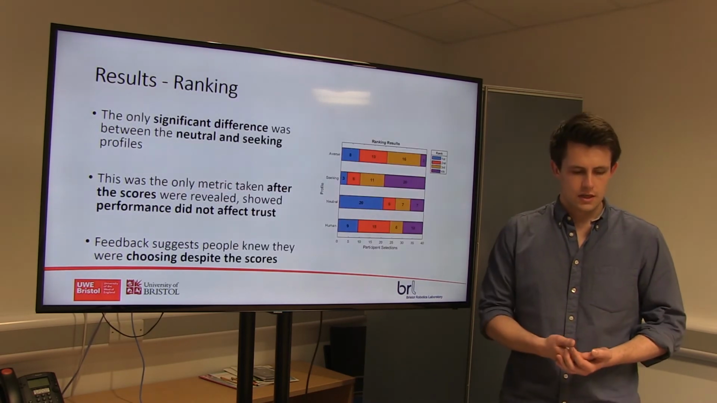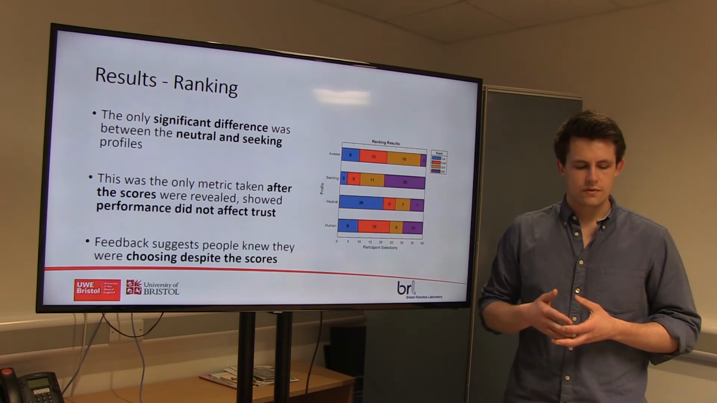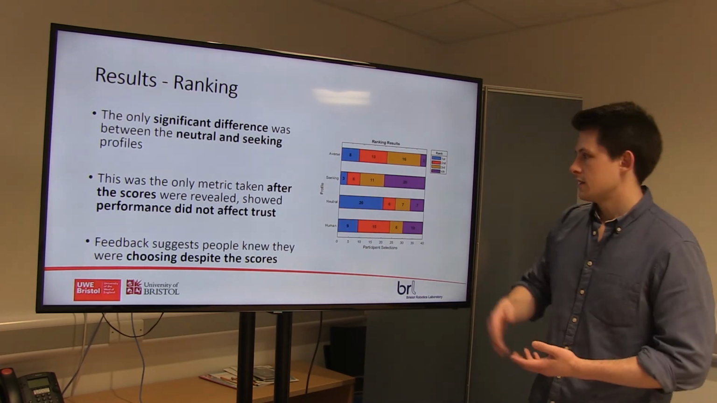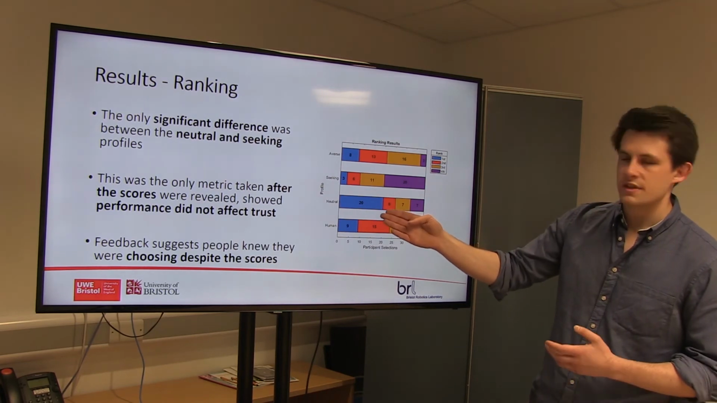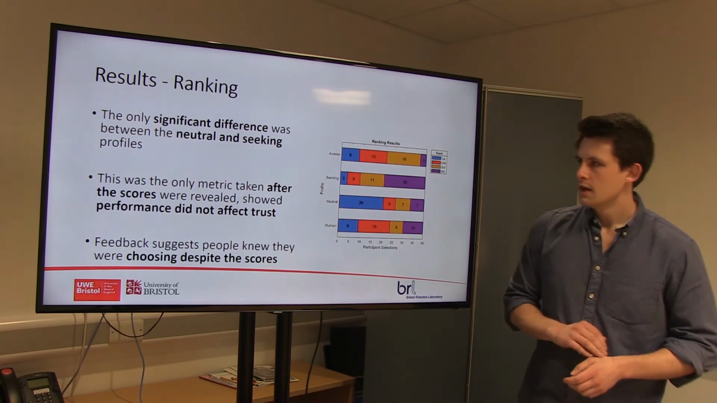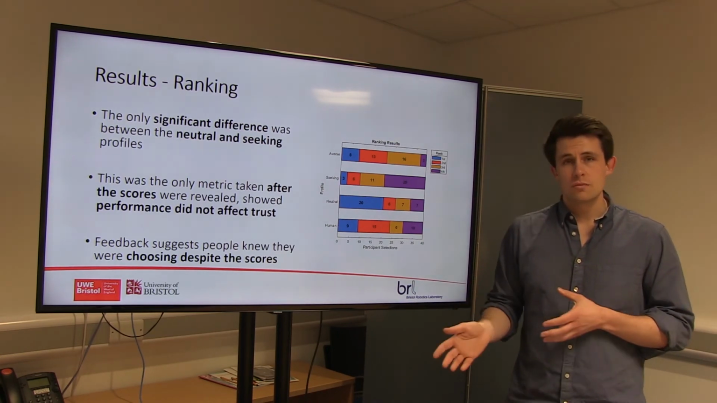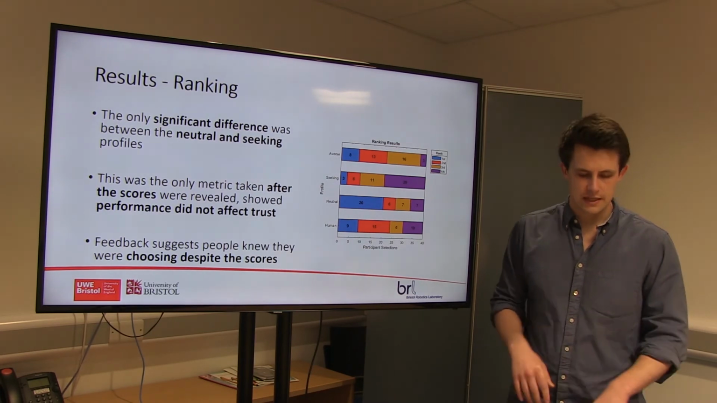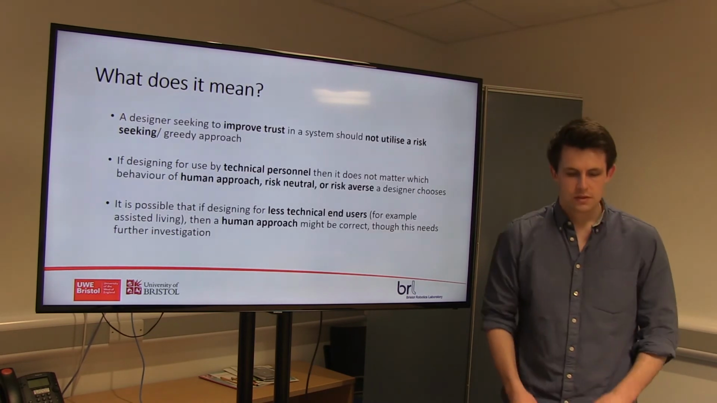Finally, the ranking. So we found that the only significant difference in the ranking was between the neutral and the risk-seeking profile. As you can see here, the risk-neutral profile received the most ranks for first place, and the risk-seeking received the most for second. Interestingly, this suggested that performance didn't affect score, and some participants even stated that they found this was the case. So what does this mean?